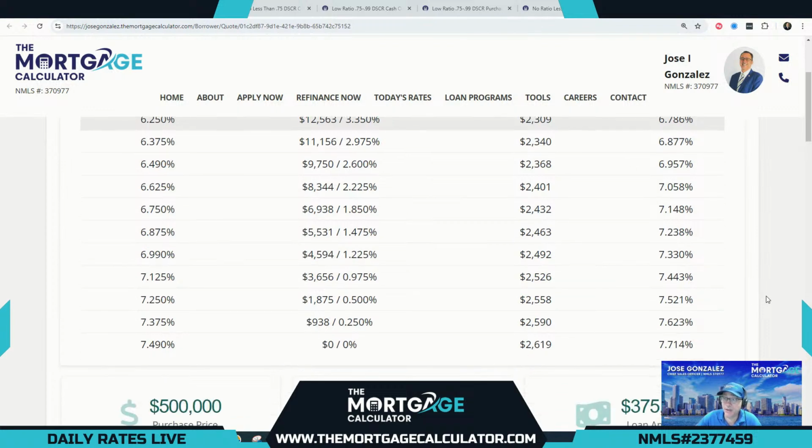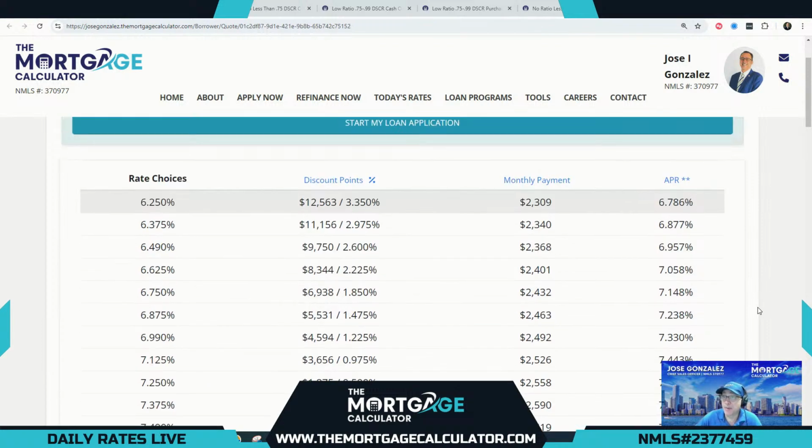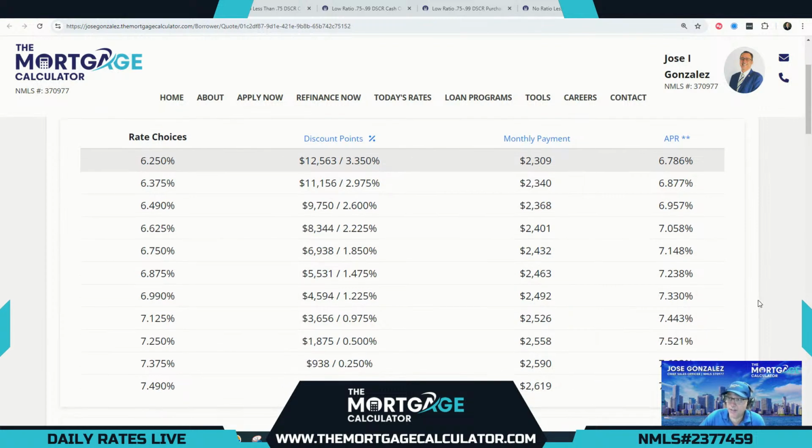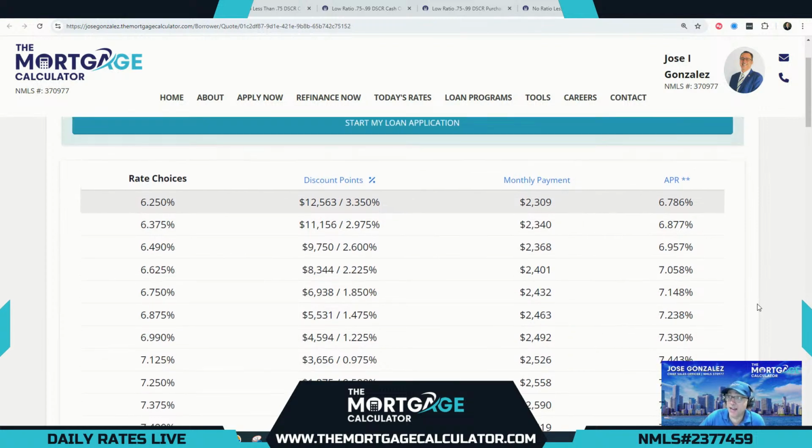And look at those rates. This is not a typo. This is for a low ratio where we are at 7.49 at par. And we can buy that down all the way to 6.25, previously unheard of numbers for this low ratio product that in the not too far off past was approaching 10% on the rates, and now we're 7.49 at par.